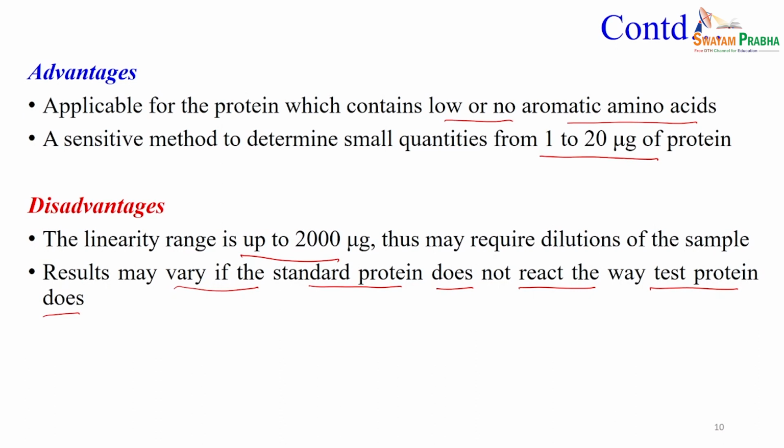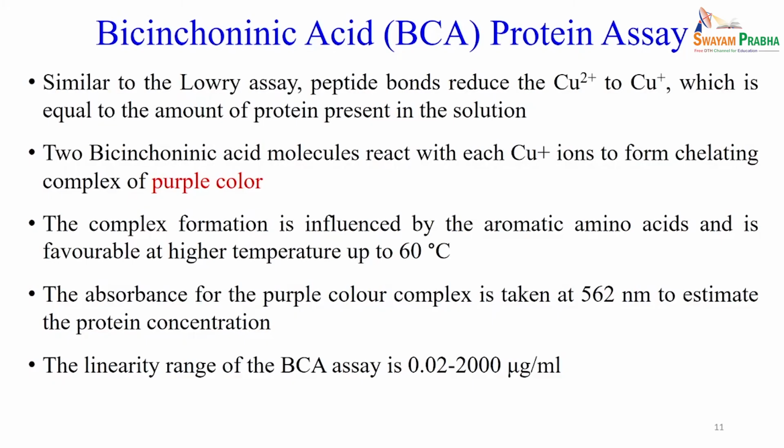So, if you want to measure a particular protein A, we have to prepare the standard curve for the same protein A. The next method is the BCA assay. It works on a similar principle as the Lowry method, where the peptide bond reduces copper 2+ to copper +, which is equal to the amount of protein present in the solution.